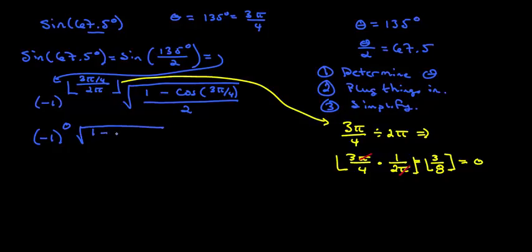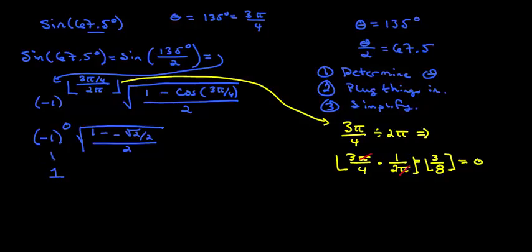Now 1 minus the cosine at 3 pi over 4. So 3 pi over 4 is that middle angle, so it's going to be the square root of 2 over 2, but remember cosine in that quadrant is negative. Here's another way to think about the sign out front. This is negative 1 to the 0, which is positive 1.